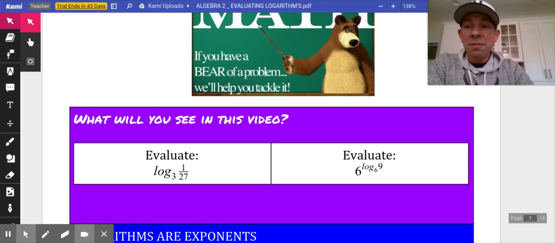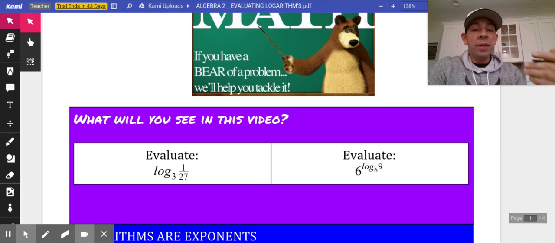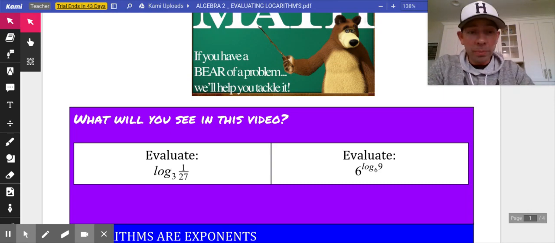Okay, so what are we going to see in this video? We talked about, can we evaluate log base 3 of the fraction 1/27th in our head? And then this really feisty looking one, can I evaluate 6 raised to the log base 6 of 9 power?